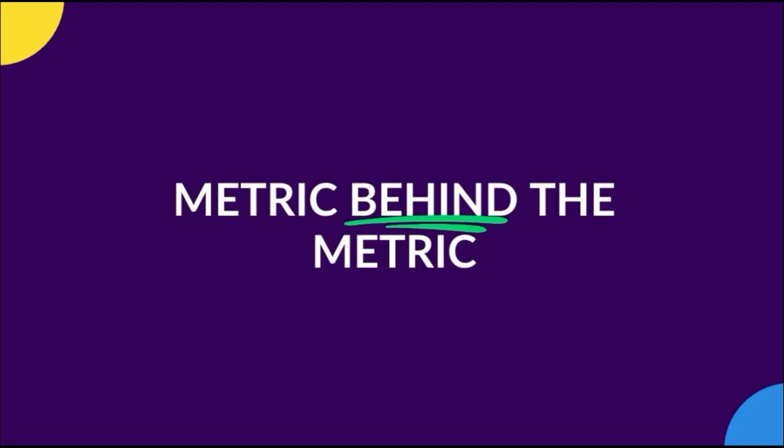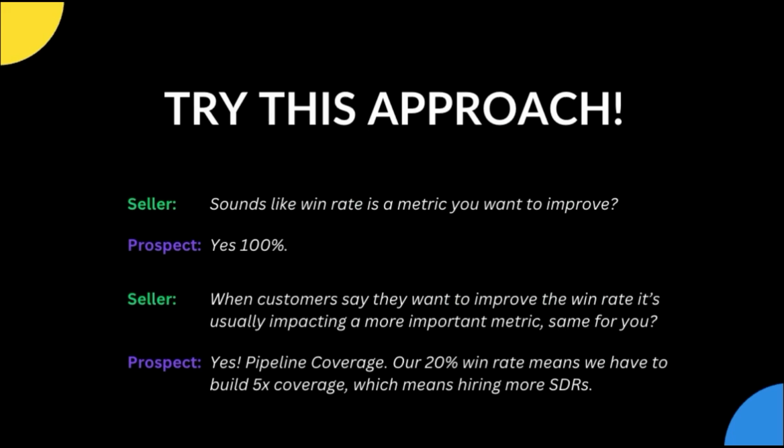So let me give you a couple of examples. The first approach that you could try would be something like this. As a sales rep, let's say I'm in discovery. It sounds like win rate is a metric you want to improve. The prospect says, yes, 100%. Now, most reps would move on and then talk about how they can help. What I want you to do is say something like, when customers say they want to improve the win rate, it's usually impacting a more important metric. Same for you? Go quiet.